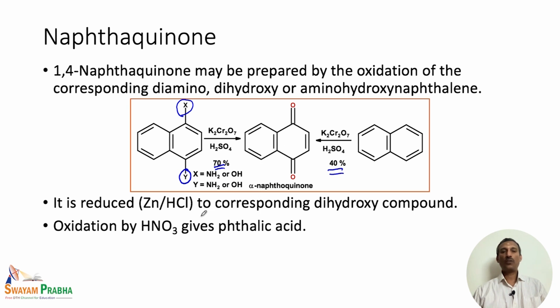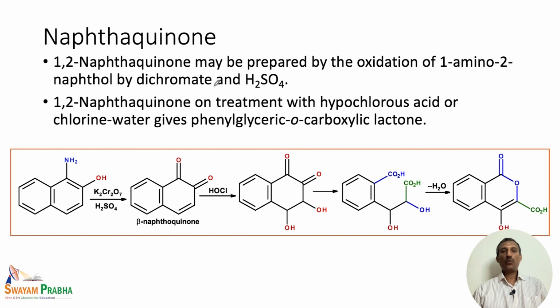This compound is reduced by zinc and HCl to the corresponding dihydroxy compound. Oxidation gives the breakage of this particular bond, and we end up with phthalic acid. And 1,2-naphthoquinone may be prepared by the oxidation of 1-amino-2-naphthol by dichromate and sulfuric acid. So here we have the 1,2. The previous one that we saw is alpha-naphthoquinone, which is 1,4-naphthoquinone. Here it is 1,2.